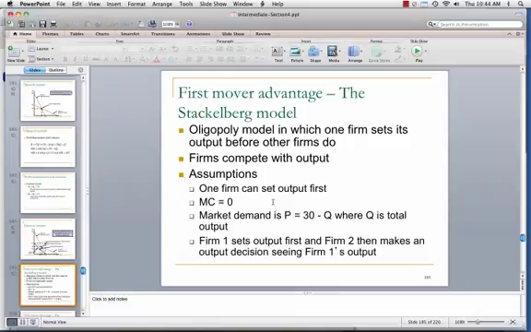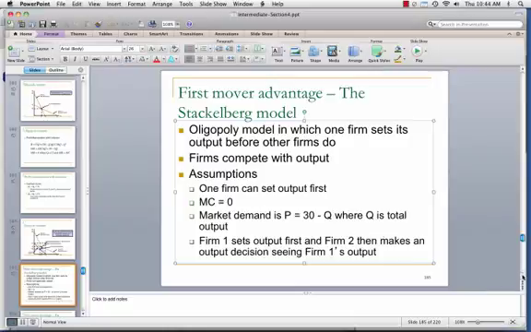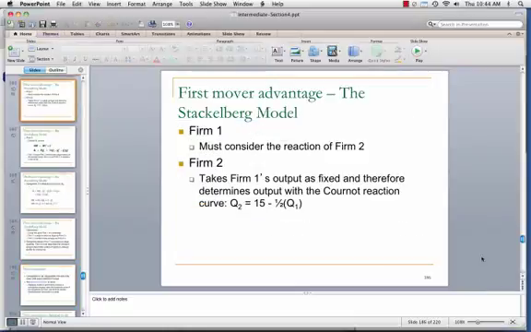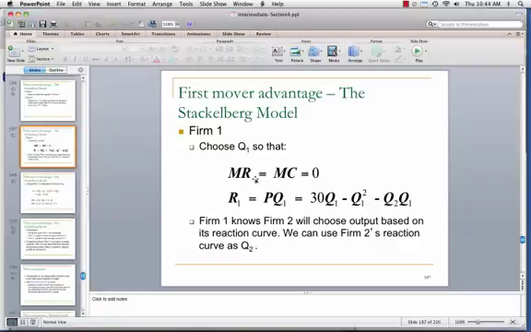So one firm is going to set its output first. To make life simple, we're going to keep our same function here. Marginal cost is 0, and the market demand curve is the same, 30 minus Q. Firm 1 is going to think about what firm 2 would do. But firm 2, which is not our first mover here, is going to take firm 1's output as fixed, and it's simply going to plug whatever firm 1 decides into its reaction function.